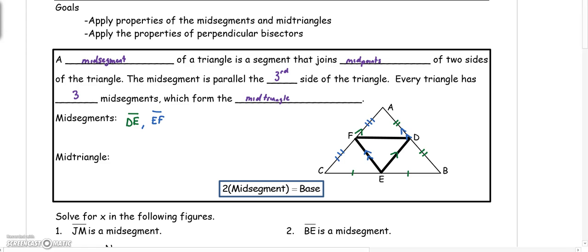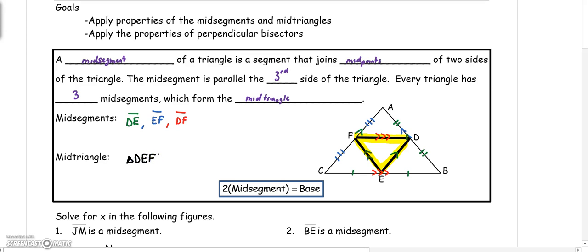The last midsegment we have is DF, which is parallel to its third side BC, and it connects the midpoints of AB and AC. Those three segments together form their own triangle inside the larger triangle. This triangle that they form is called the mid-triangle. Our name of our mid-triangle then in this case would be triangle DEF.